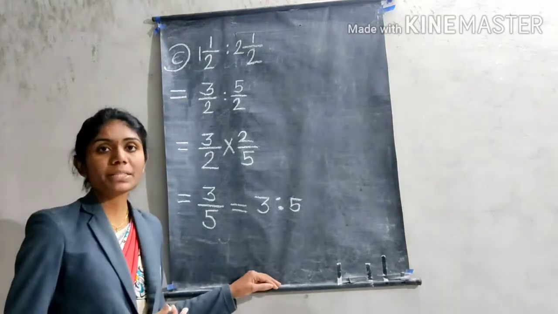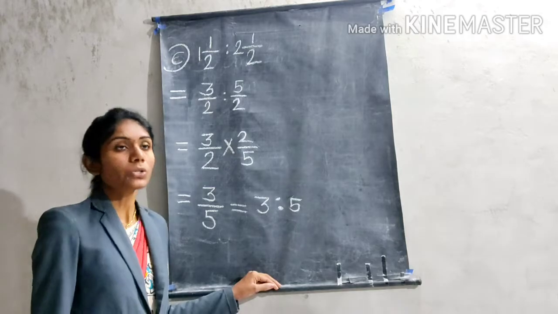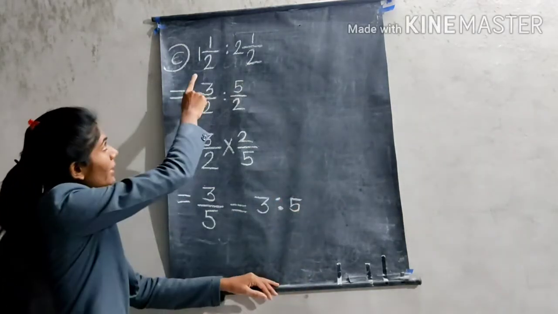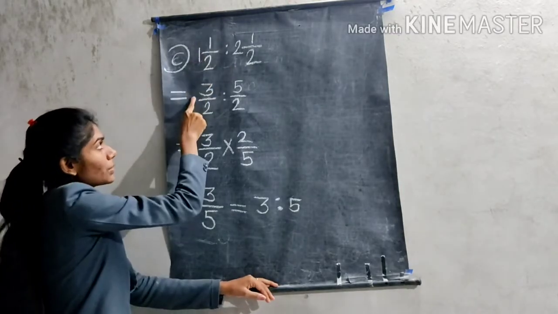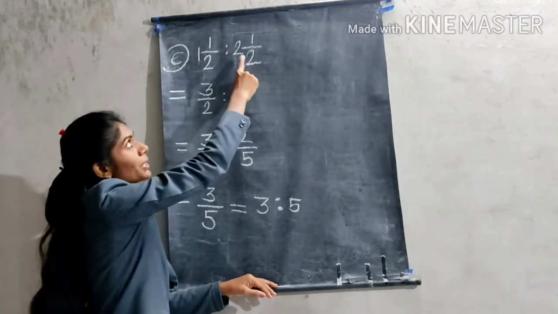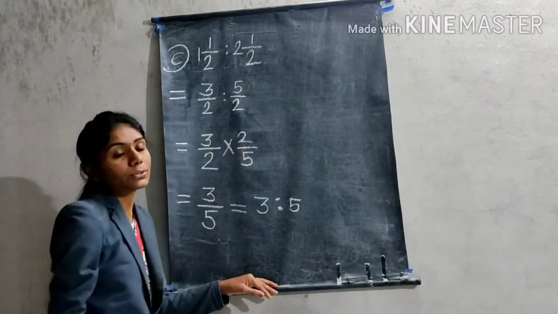The next example is 1 1 upon 2 is to 2 1 upon 2. In this example, both the quantity are given in the mixed fraction form. So first we will convert them into the simplest form. So here 2 into 1, 2 plus 1, so 3 upon 2. And in the second quantity 2 into 2, 4, 4 plus 1, 5 upon 2.